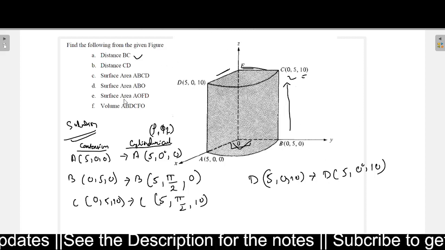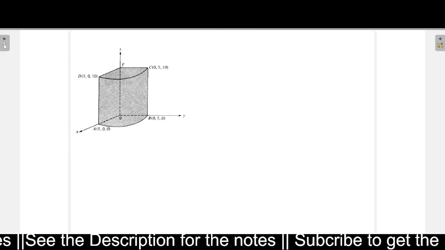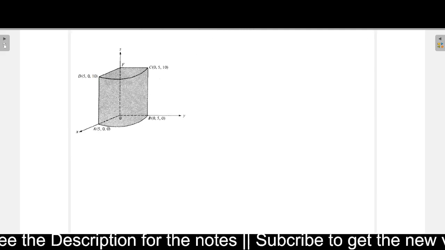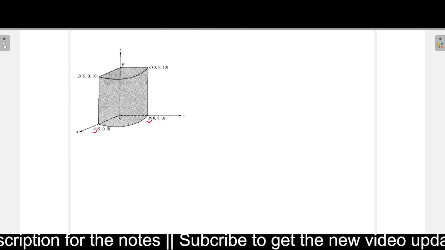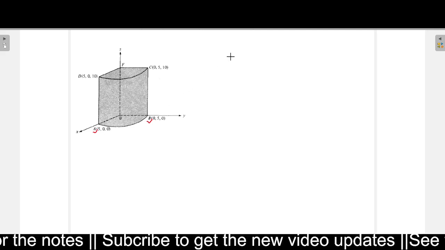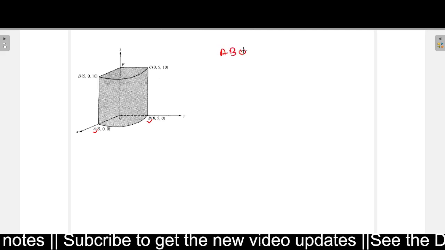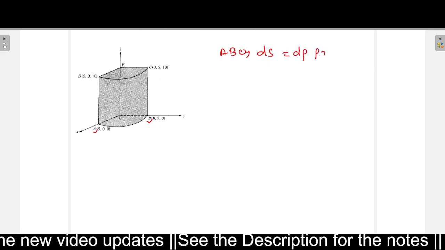So simple answer. Next question is asking for the surface area ABO. Let us see what ABO is. Your A is here, right? This is A, this is B, and this origin is O. So it is asking for the lower side surface area. In this case, what is the differential surface? ABO is nothing but the differential surface for d rho and d phi. So your variables are d rho and d phi, and it can be written as rho d rho d phi.